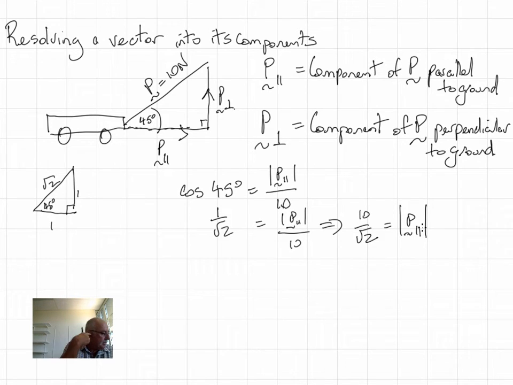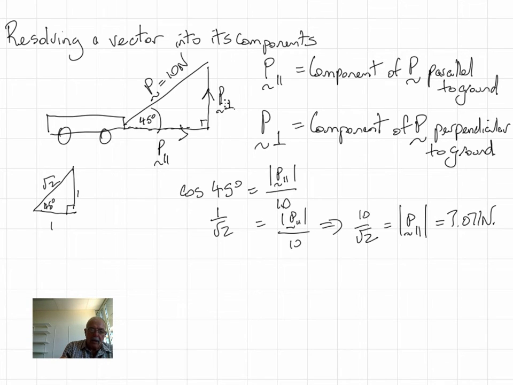And 10 over root 2 is around about 7.071. So this force acting up the handle, if we wanted to know the size of the force, and that's all it is, the size of the force that would be acting parallel to the ground, it would be 7.071 newtons.